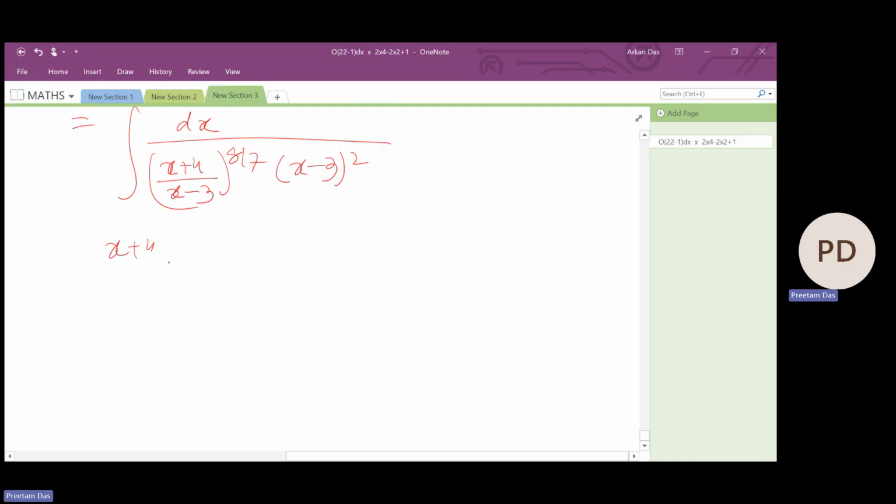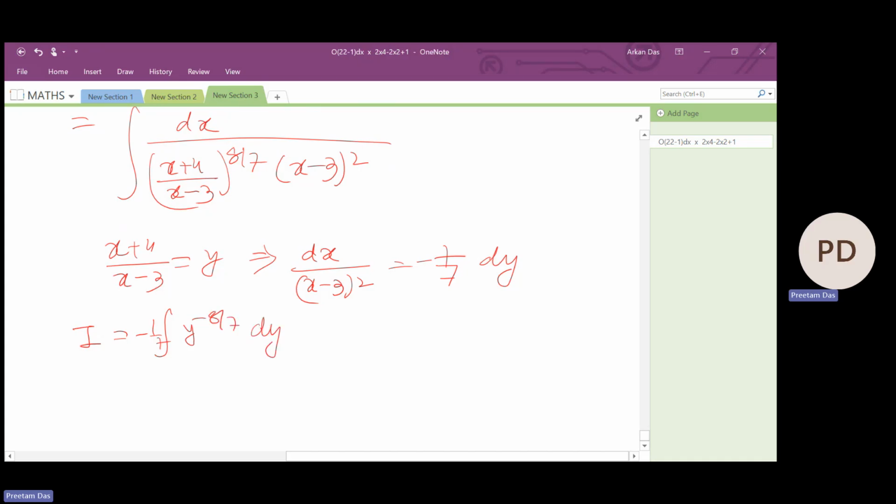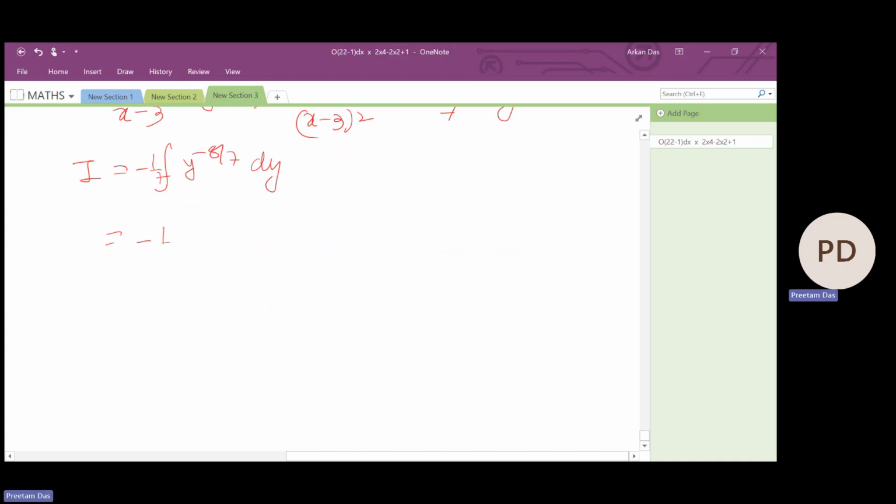So (x plus 4) by (x minus 3), consider as y. When you differentiate, you'll get this: minus 1 over 7 dy. So what is I now? Integration of minus 1 over 7 y raised to minus 8 over 7 dy. So minus 1 by 7, and if you add, you'll get, integrate, sorry, y raised to minus 1 over 7 plus c. When you substitute the value of y back, we get option C.